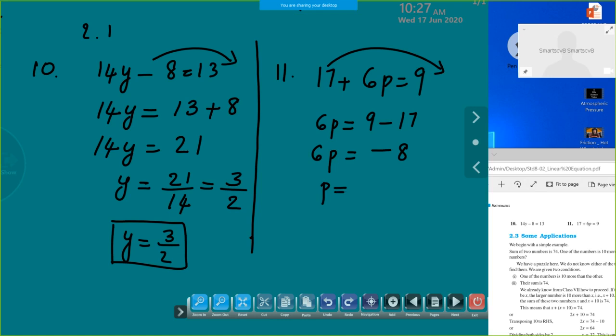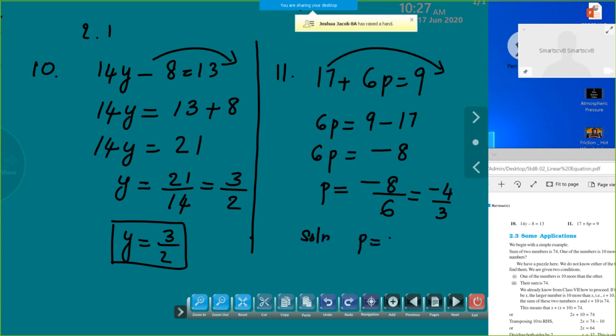So p is equal to, 6 is multiplied here. So it becomes minus 8 by 6. Again, both these numbers are multiples of 2. So you have to simplify this expression. That is going to be minus 4 by 3. So the solution is p is equal to minus 4 by 3.